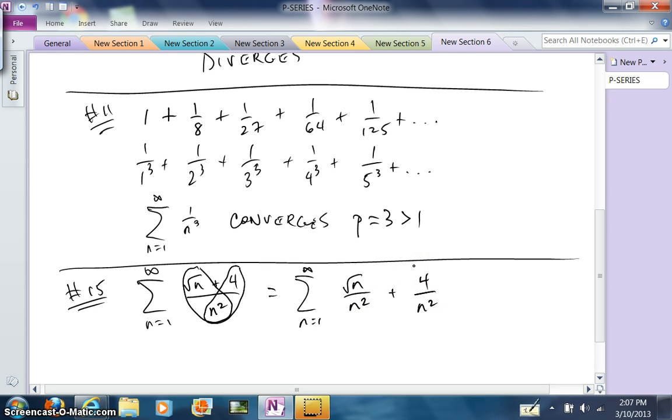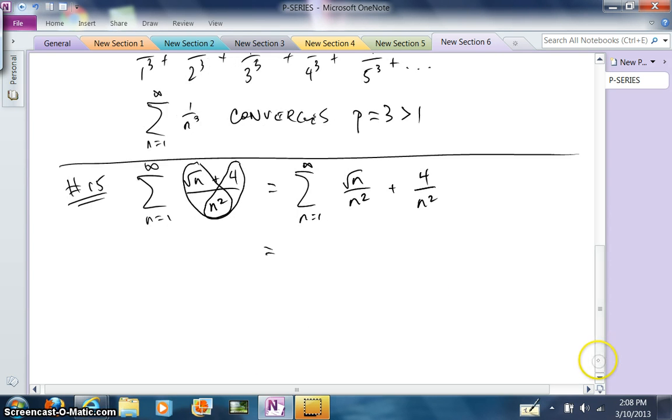Okay, and then we can break that up. The sum of this plus that is just plus, so that's equal to the sum of root n over n squared plus the sum of 4 over n squared. So I'm breaking it up into two p-series, and I'm going to hopefully conclude that both of them converge, or one diverges, one converges, whatever. I'll find out.